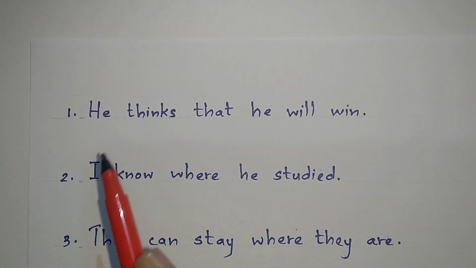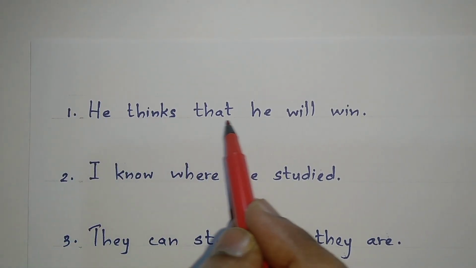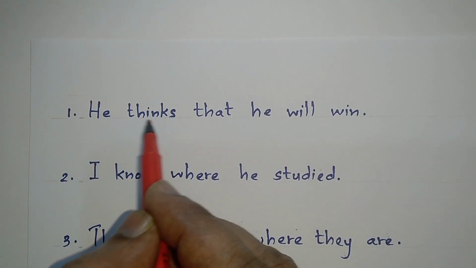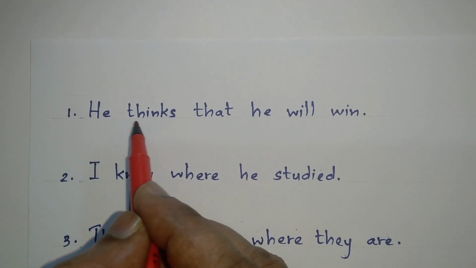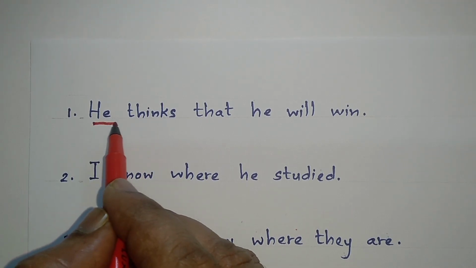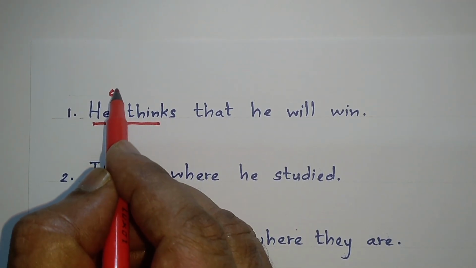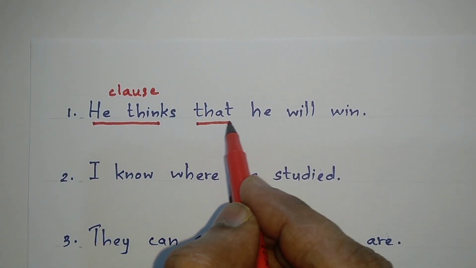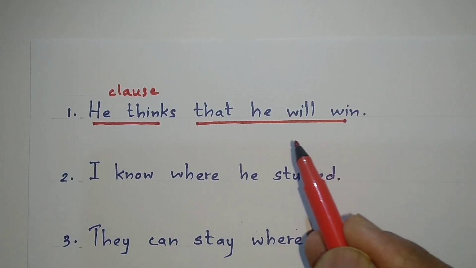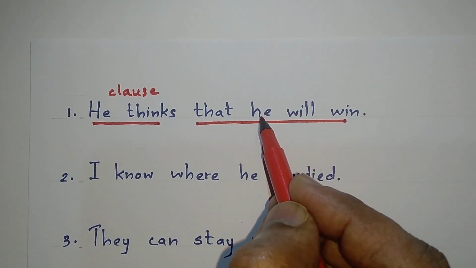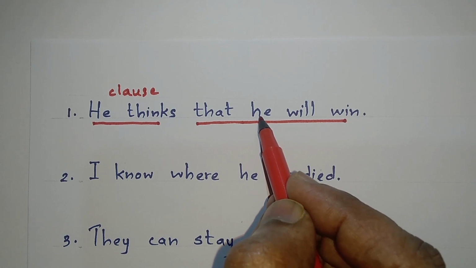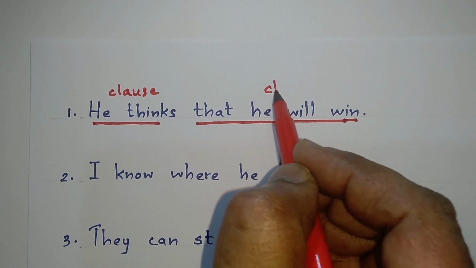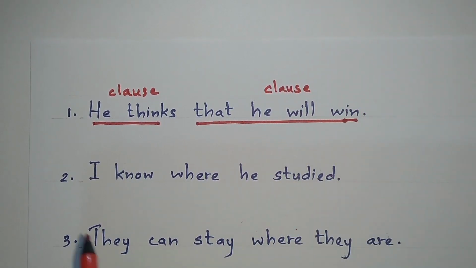Let's do a few examples. He thinks that he will win. He thinks is a group of 2 words. It contains the subject he and the verb thinks. So he thinks is a clause. Rest of the sentence, that he will win, is again a clause. Why? Because it is a group of words and it contains the subject he and the verb will win. So this is also a clause.